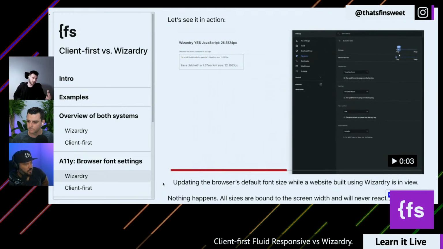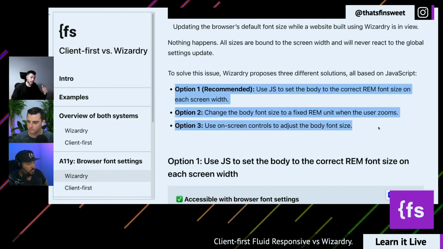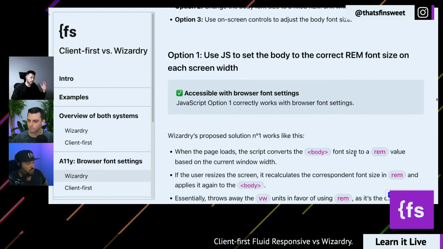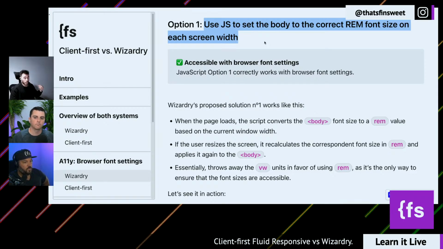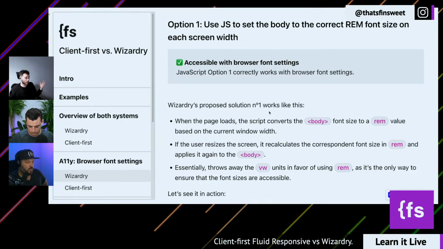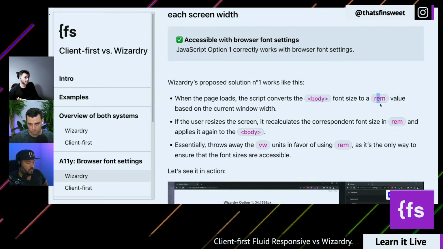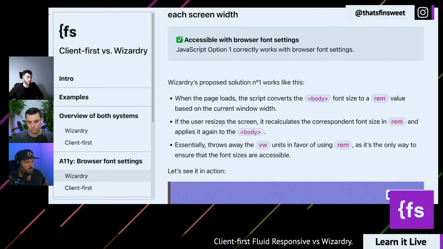Now, Wizardry has 3 options to try to solve these issues, as we stated before. And I think we can go one by one through all of them. Yeah, let's go to just option 1. The first option is going to take whatever screen size you're on right now, and convert the body font size from VWs to rems. So out of the box, this JavaScript snippet is just getting rid of VWs, just setting up rems.